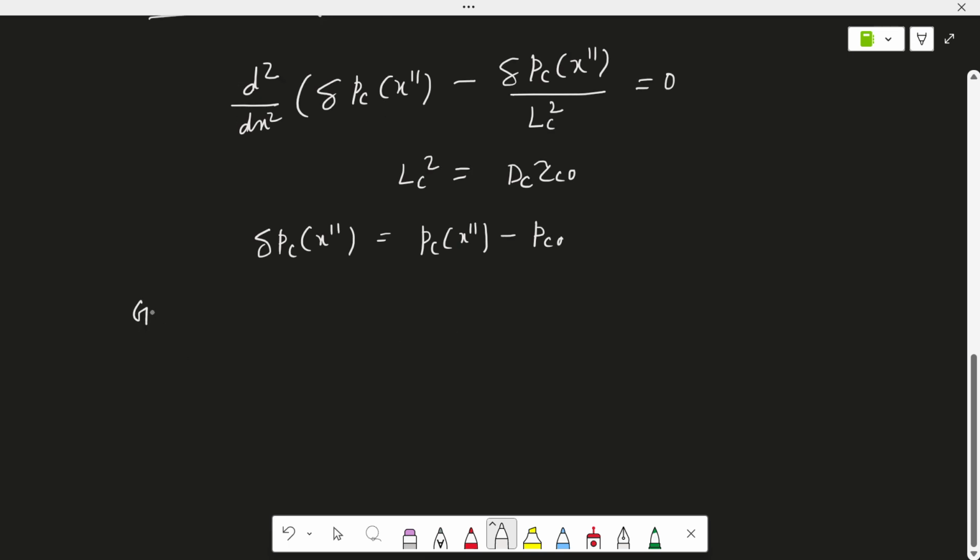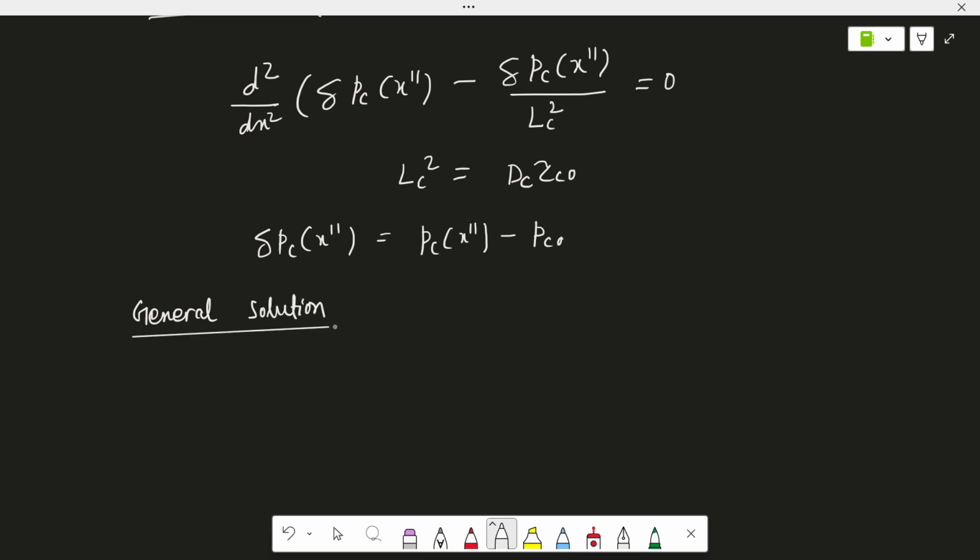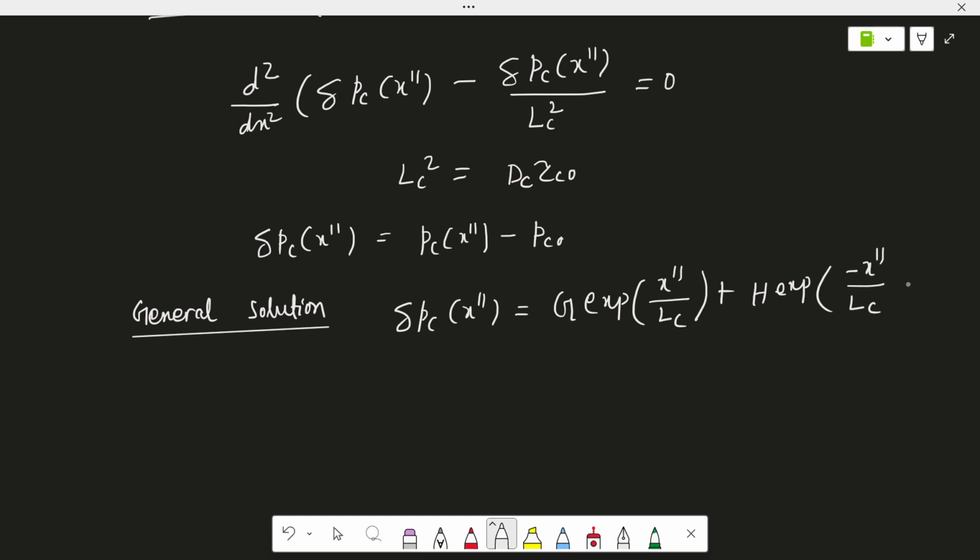Okay, let's write the general solution for it. The general solution for this above differential equation we can write, so delta Pc as a function of x double dash can be written as some constant G times exponential e to the power x double dash over LC, plus another constant H times exponential e to the power minus x double dash over LC. This is the general solution for this differential equation, right?